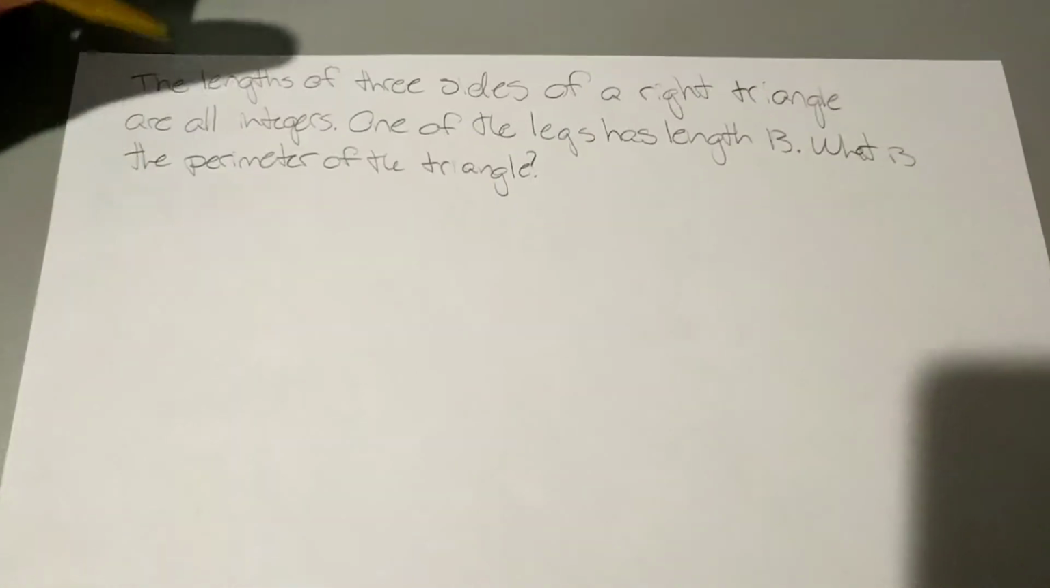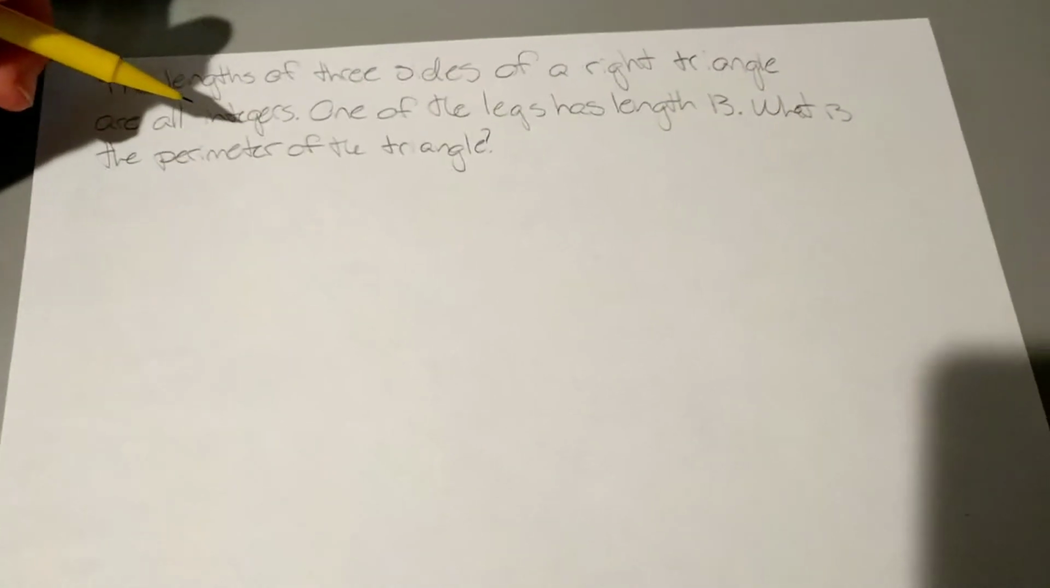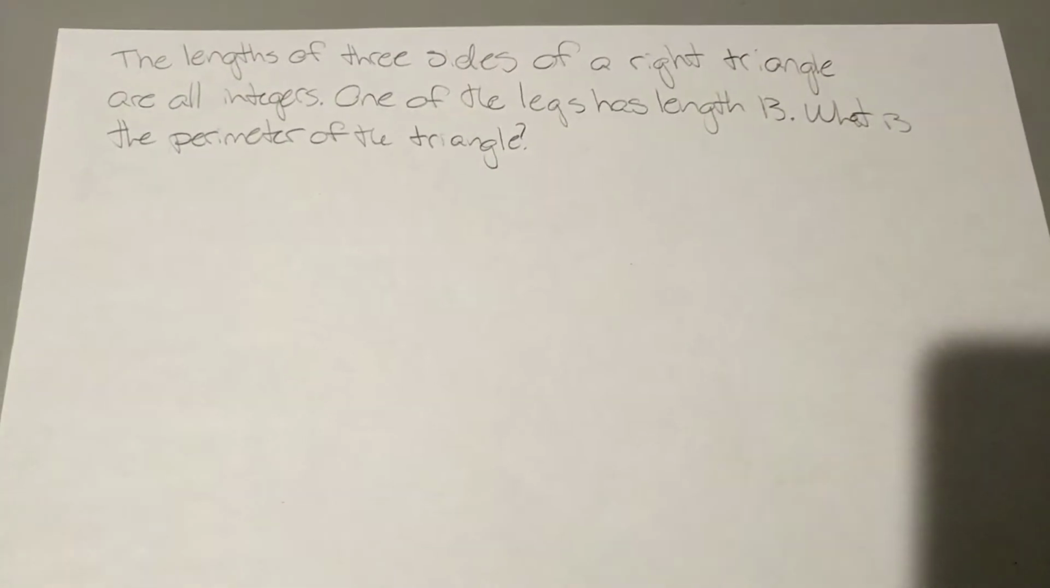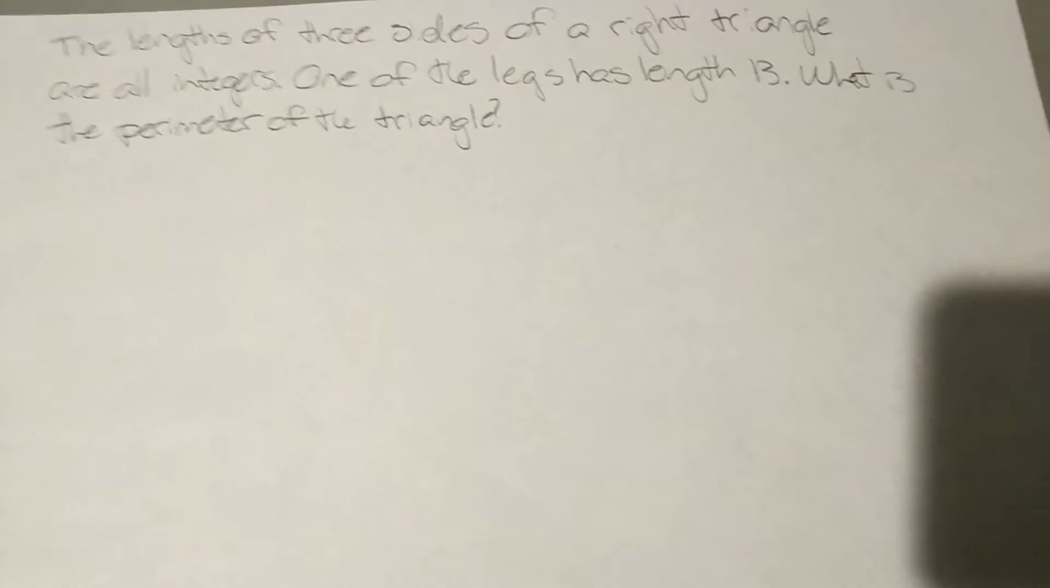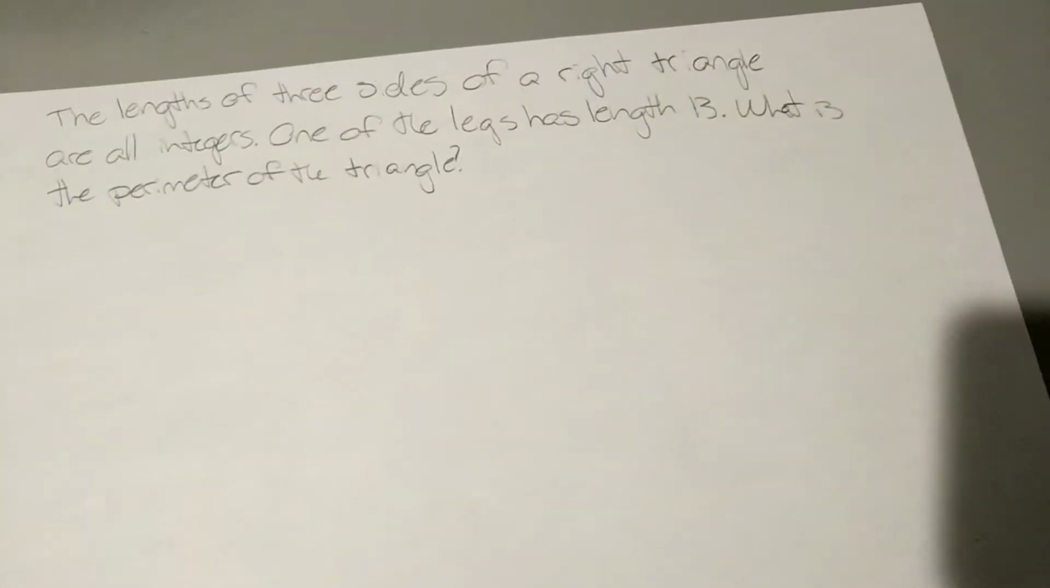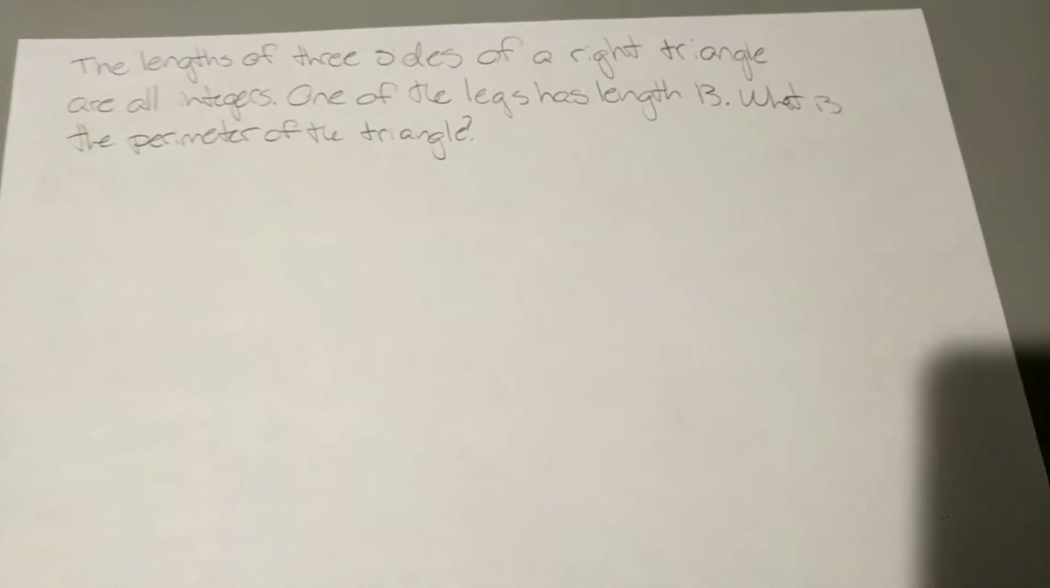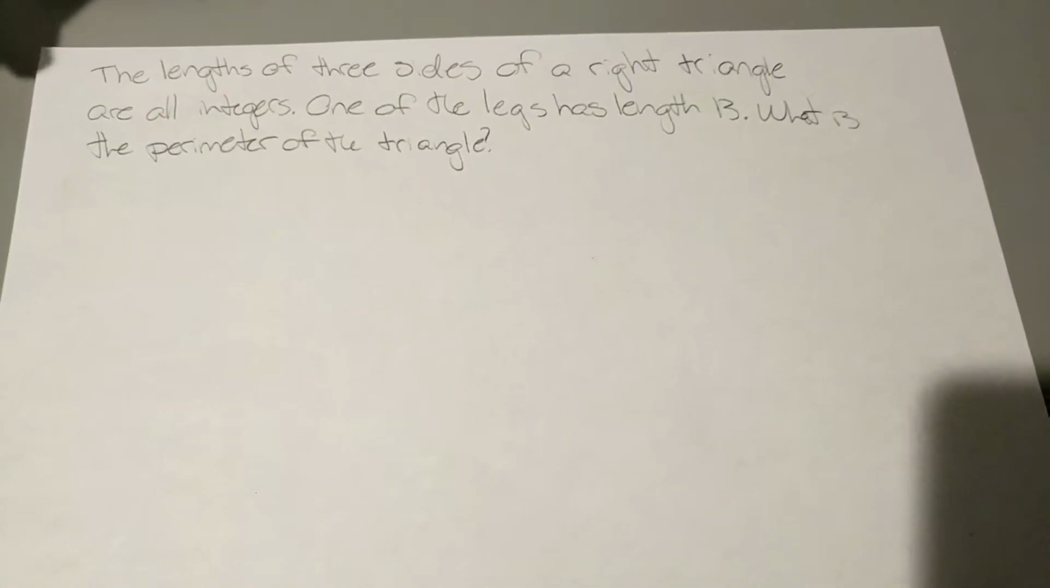Okay, so this question, if you just read this, sounds impossible to solve. I only know what one of the legs is. Normally you know two of them, and then you find the third, and then you just add up all those three to find the perimeter. But in this case, I'm going to do it only having one of the lengths, which is really cool.